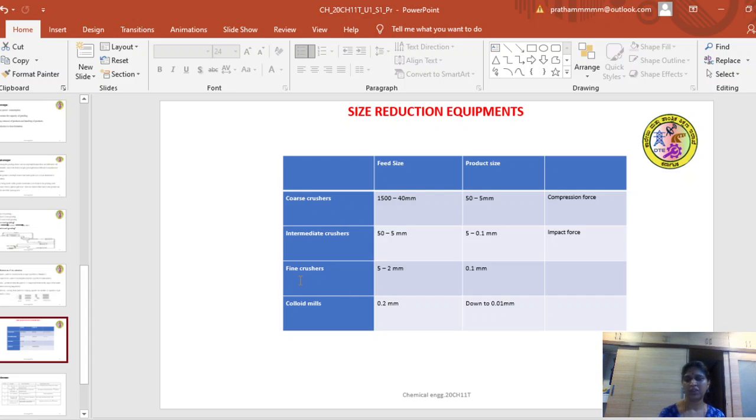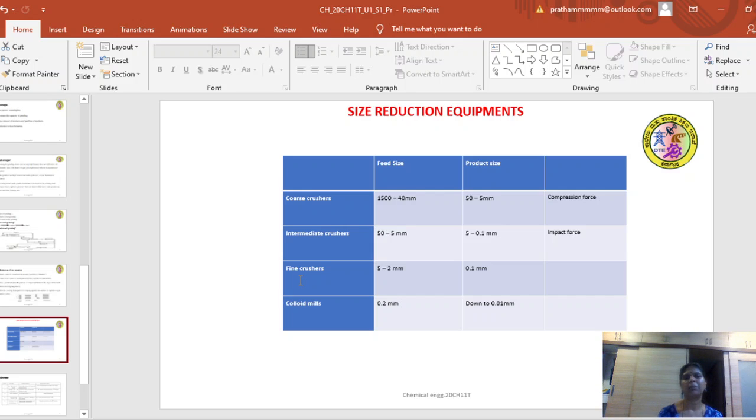So I hope you have understood the explanation of this session. The questions that could be asked from this session: what is the necessity of size reduction process? Then what are the different forces involved in size reduction of the solid particles? That can be asked for 5 marks.